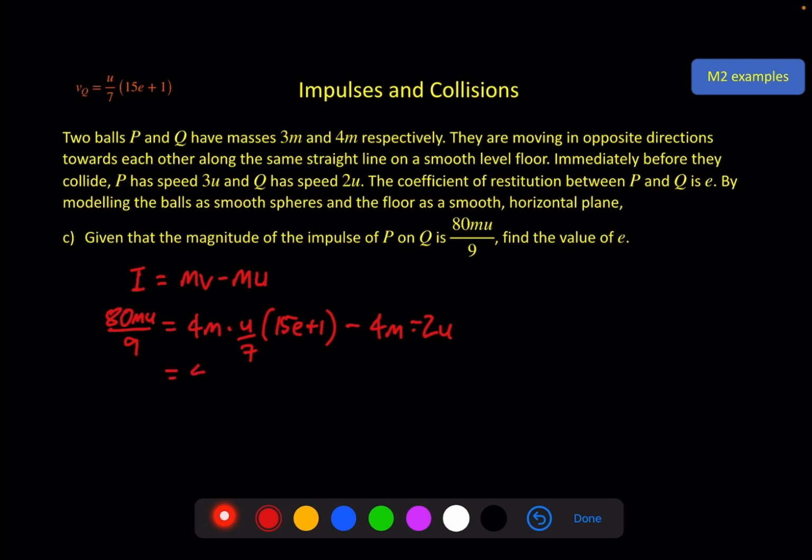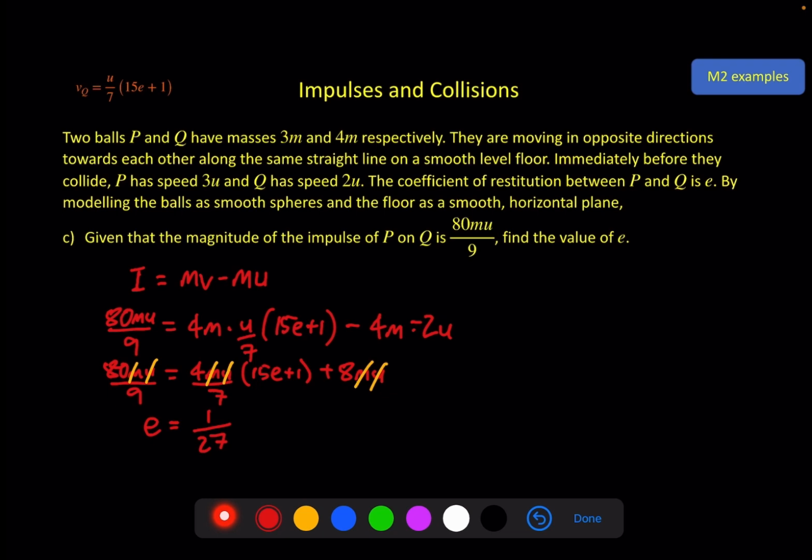This gives me 4mu over 7, 15e plus 1, plus 8mu, equals 80mu over 9. Now we can cancel the m's and the u's from each term, and all we've got left is e, the thing we're trying to solve. Take the 8 on the other side, do all of the calculations, and you will find that e is equal to 1 over 27 as your final answer.